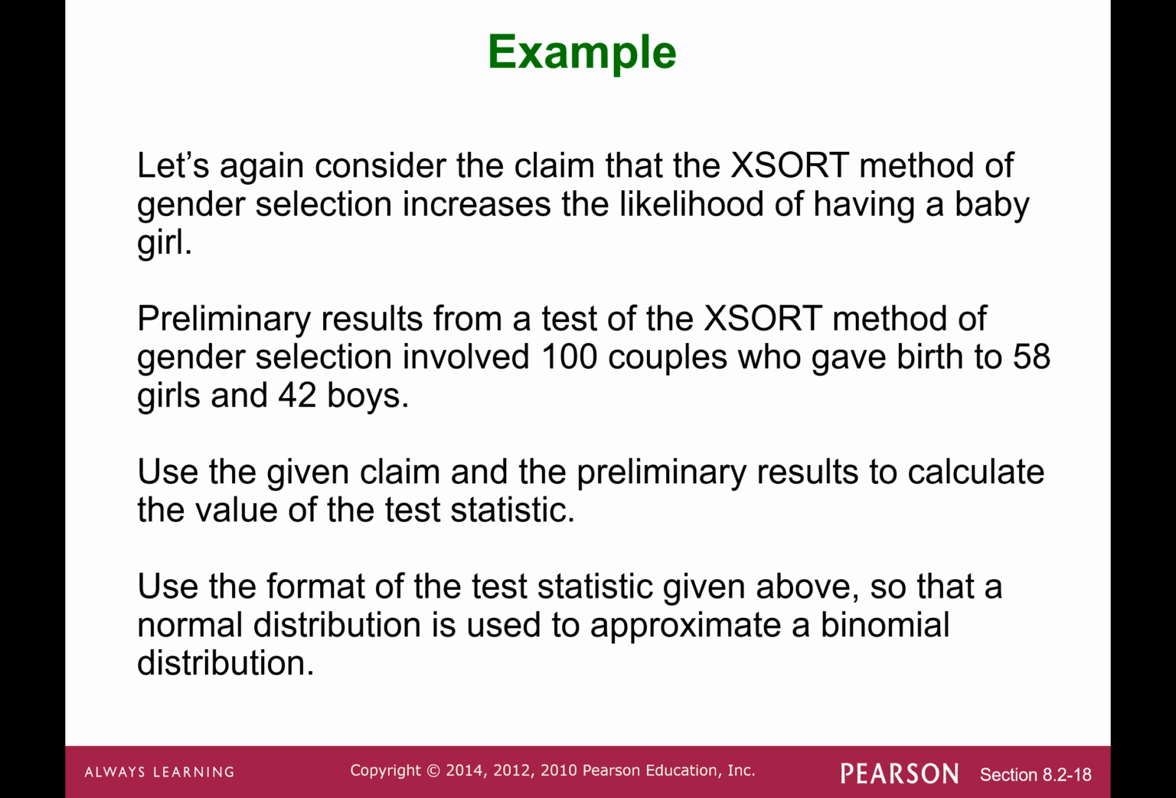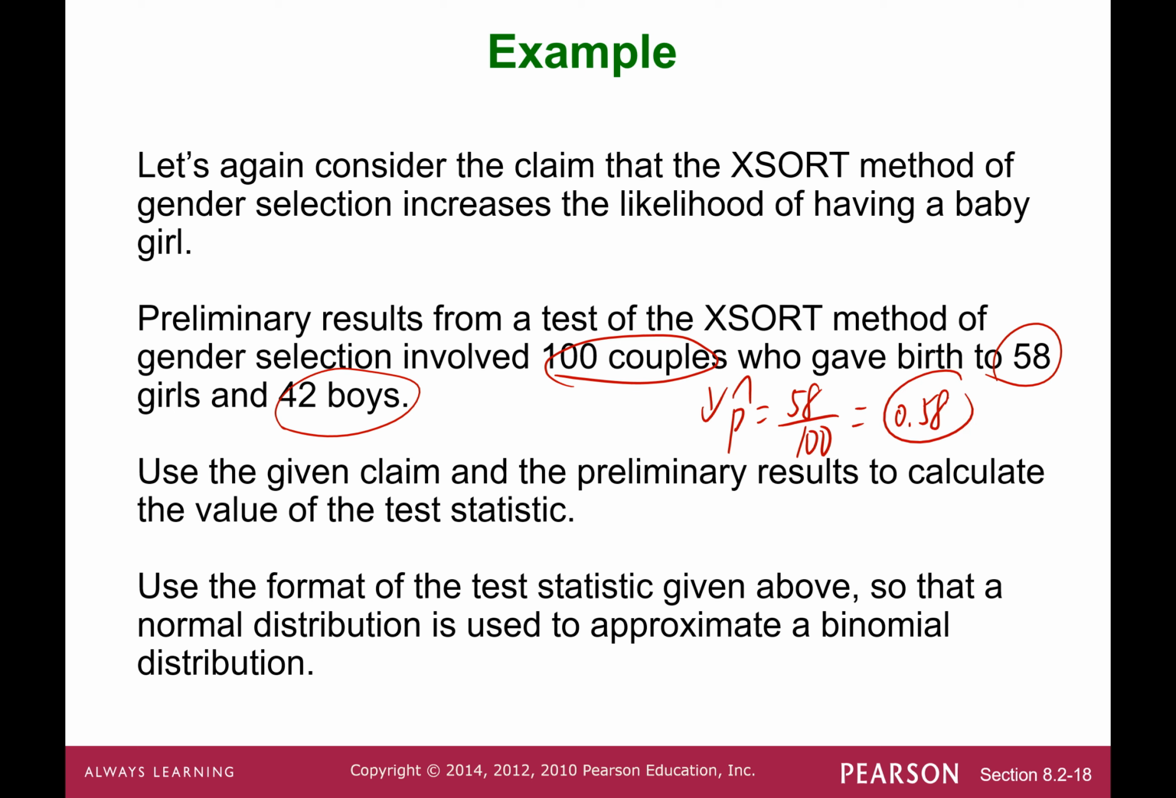Let's again take a look at a claim that the XSORT method of gender selection increases the likelihood of having a baby girl. Preliminary results from a test of the XSORT method involve 100 couples. They gave birth to 58 girls and 42 boys. Use the given claim and preliminary result to calculate the value of the test statistic. And here we know p hat is 58 girls over 100 babies, 0.58.